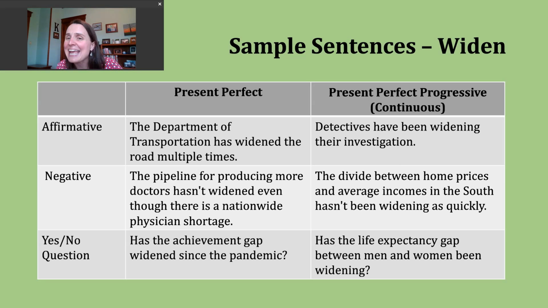Now, if you want to make a negative present perfect progressive sentence, again, you always start with your subject, then you're going to use have or has, whatever matches your verb, then not, then the participle been, and then the ing form the verb. Let's look at another example. The divide between home prices and average incomes in the South hasn't been widening as quickly. This is a really big problem that many people in the United States are facing, and in other countries as well.